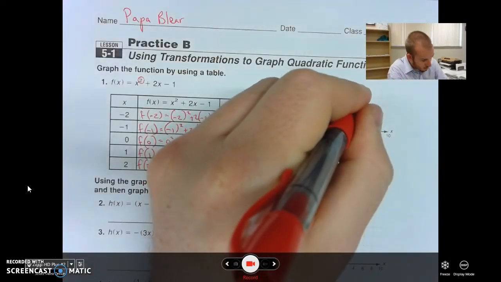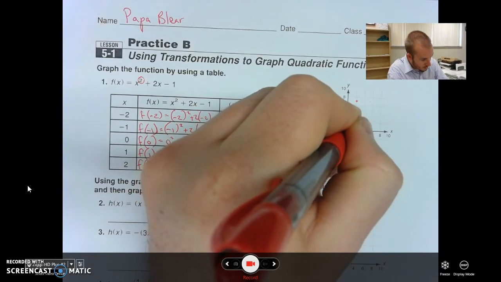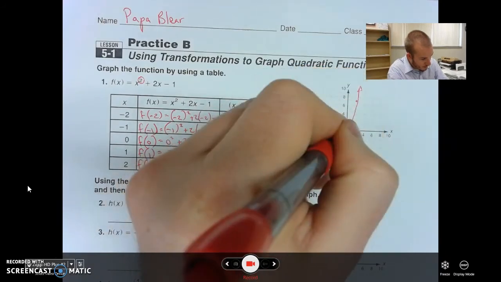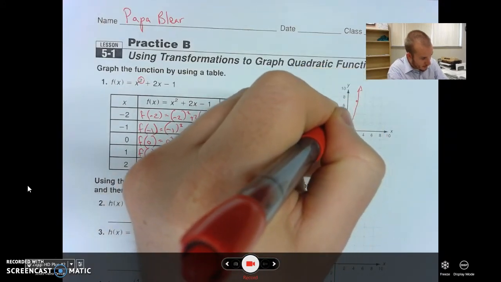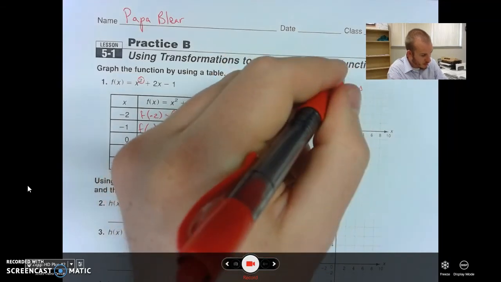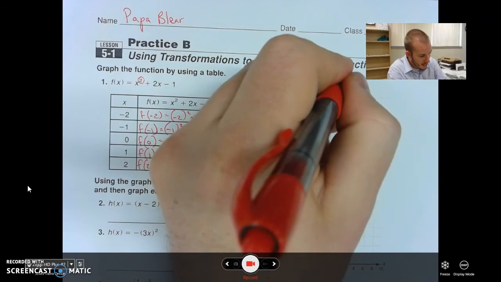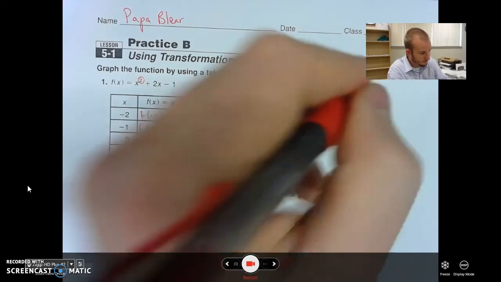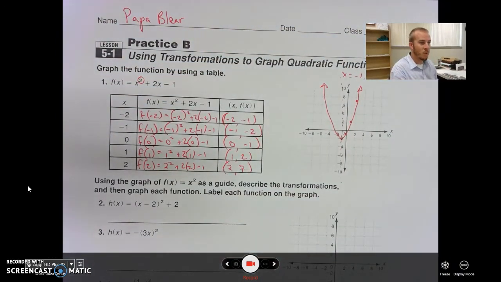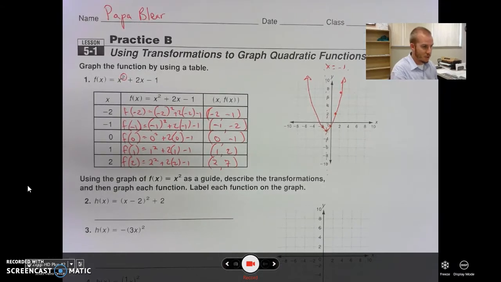Two comma 7. And it looks like we have this shape here. And it's symmetrical. It looks like about this mark right here. It looks like it's symmetric at x equals negative 1. So this is the idea on one of the tasks. You're going to be doing something like so.